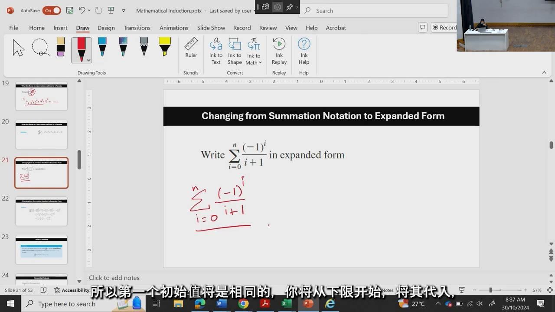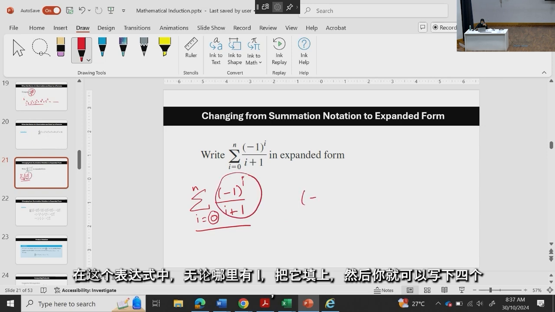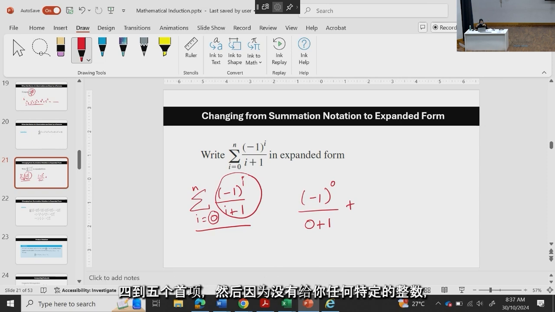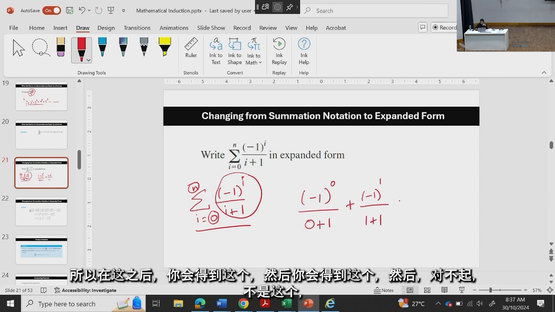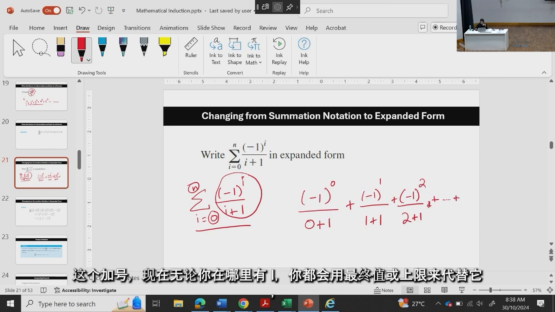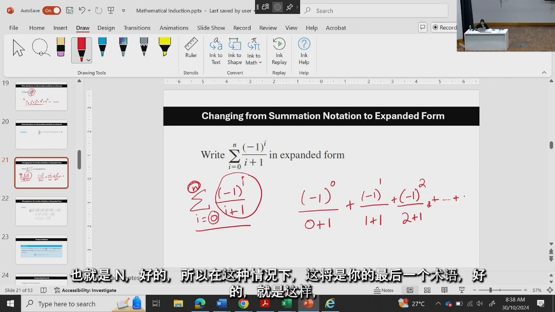The first initial value will be the same. You will start from the lower limit and plug that into this expression, wherever you have i. Then you can write down four to five first terms, and because you don't have any particular integer given to you, n will be your final term. So let's first write down two more terms for this. After this you will have this one, then this, plus. Now wherever you have i, you will replace it with the final or upper limit, which will be n.